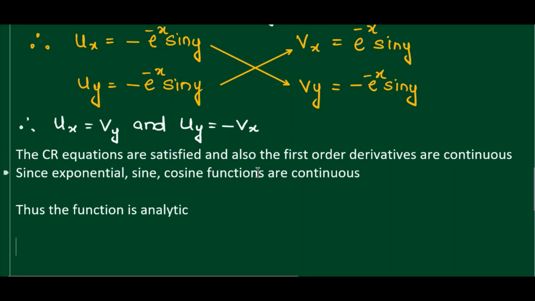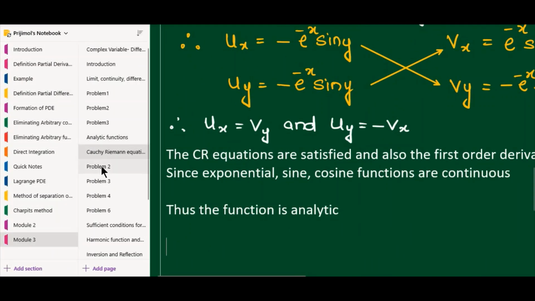Thus the CR equations are satisfied and all the first order derivatives are continuous, because we know exponential, sine, cosine functions are continuous and the product of continuous functions is also continuous. Therefore, the function is analytic. Now let us discuss the next question.